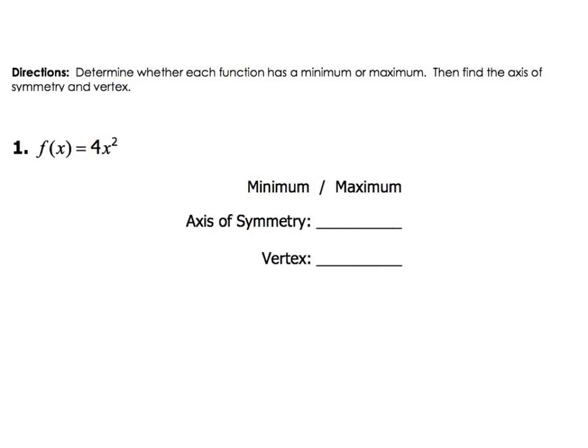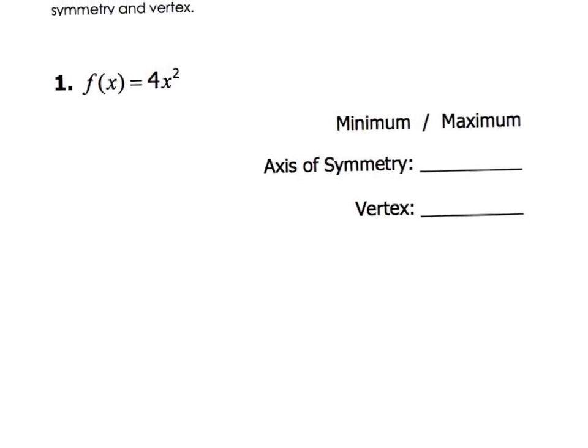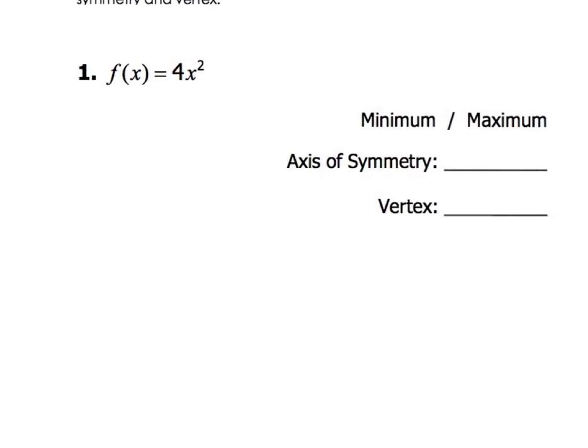All right, so with number 1, we want to determine whether each function has a minimum or maximum. Then we want to find the axis of symmetry and vertex, okay? So first of all, let's zoom in on this a little bit. We know we've got f of x equals 4x squared.